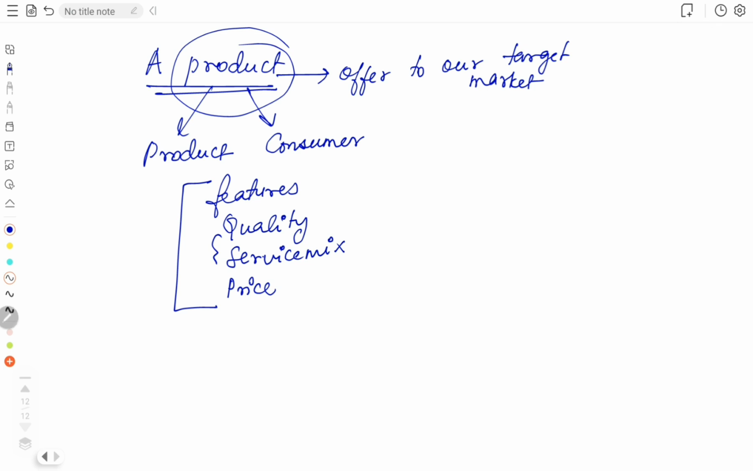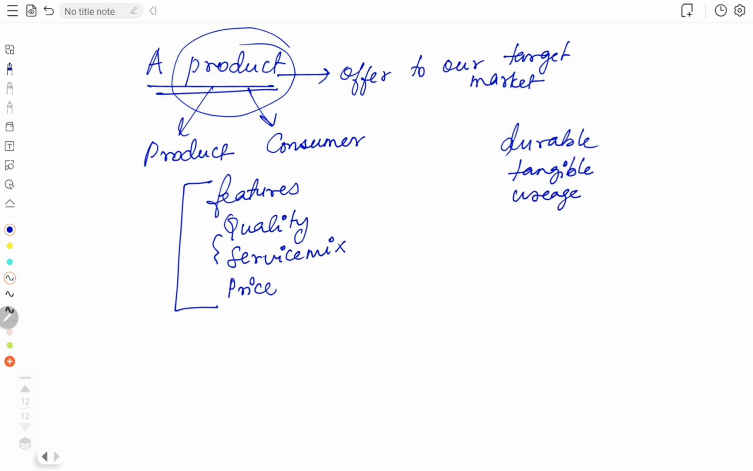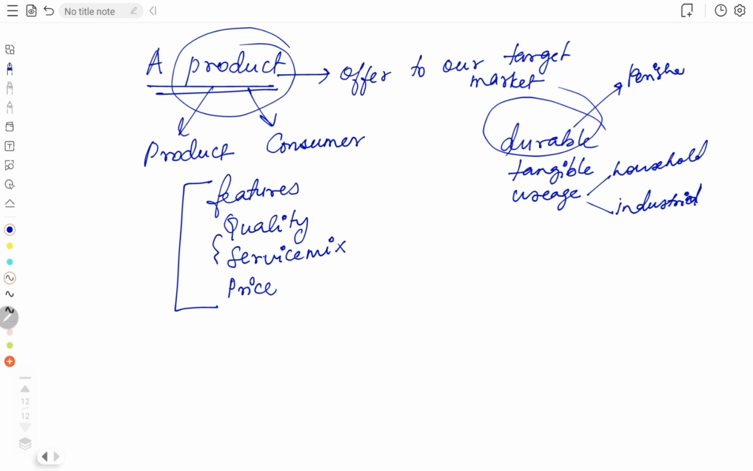So what are the different classifications of product? Based on durability, we can classify products into durable or non-durable. Based on tangibility, we can classify the product into tangible or intangible. Based on usage, who uses it, whether it is household products or industrial products. It could be perishable, non-perishable, that is nothing but durable and non-durable. Perishable is non-durable and non-perishable is durable.